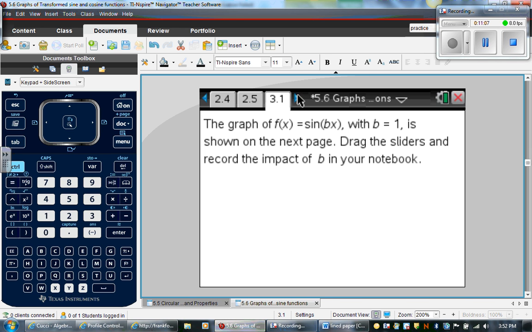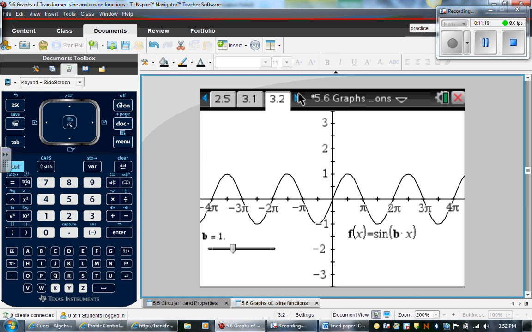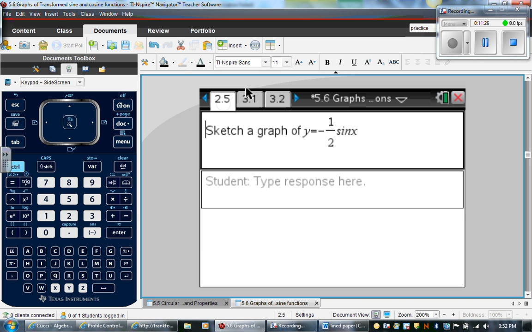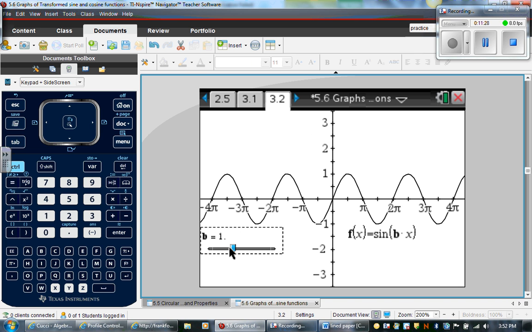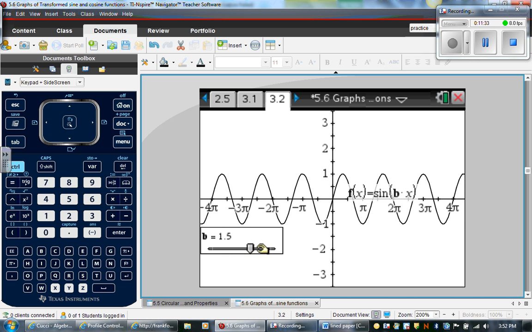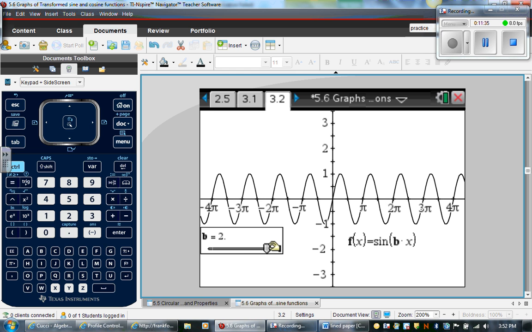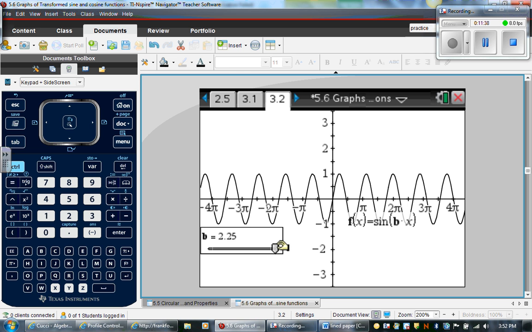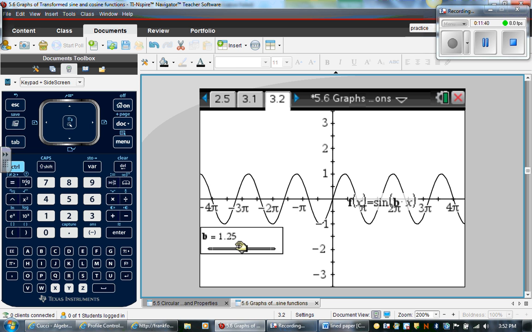Okay. The graph of f of x equals sine of bx with b equal to 1 is shown on the next page. You're going to drag those sliders and write your conjecture in your notebook on how b affects the graph. Okay, so right now it's at 1. I'm going to go ahead and move that. So as I move that value, how is my function changing? So I'm going to go back to 1.